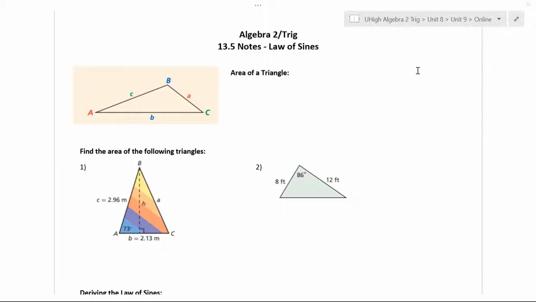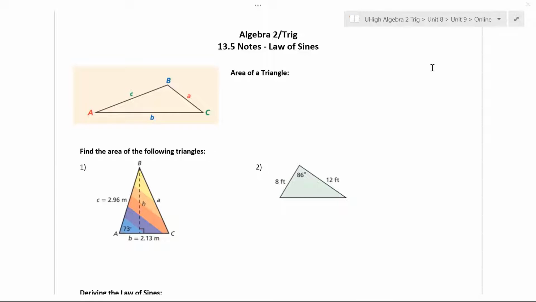So we're going to start with the law of sines. This is how we can use the trig function sine in order to solve triangles. And just as a reminder, solving triangles means solving for all of the side lengths and all of the angles. Okay, so let's do a quick review on the area of a triangle.